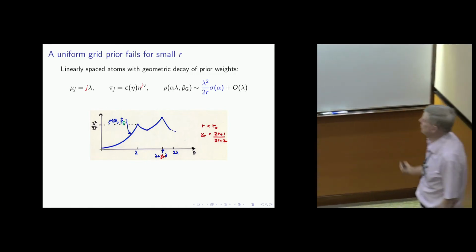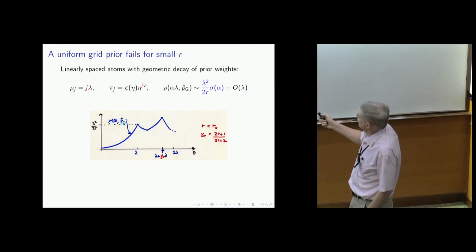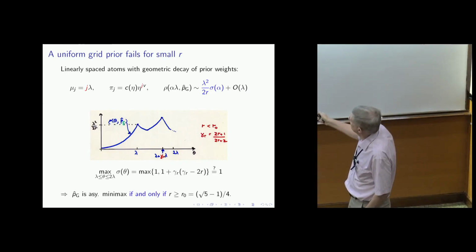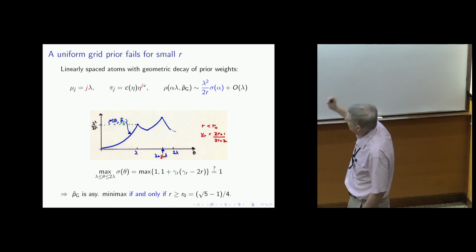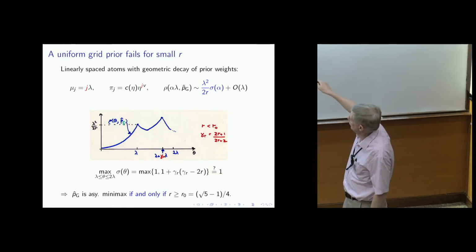And so here's the point where interesting things happen. This interior maximum has a value given here. So gamma sub r is (2r+1)/(2r+2). And the point is that, of course, we're not minimax. We're out of luck if this is larger than this. And so we want this maximum to be 1.